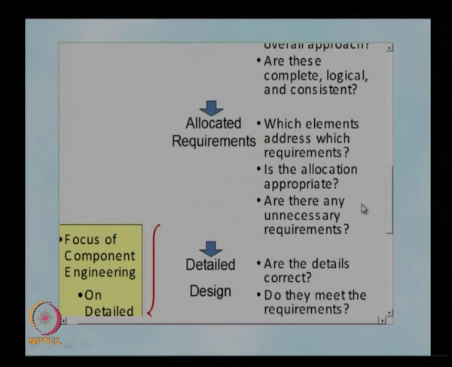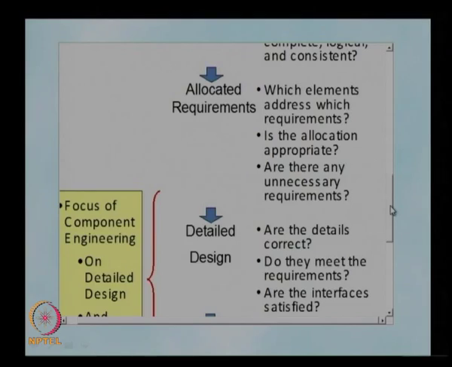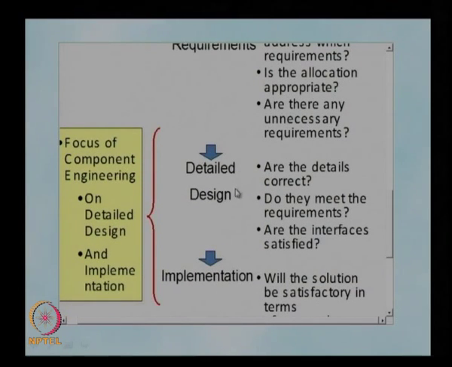All this will be analyzed in this stage, and once we are comfortable with these requirements and their allocation, we go for the detailed design, which is not part of system engineering but is more of a component engineering focus. Whether the details are correct, whether they meet the requirements, and whether the interfaces are satisfied are all checked by the design engineers or component engineers. Once the components are ready for integration, the system engineer takes it over, starts assembly and does the implementation.